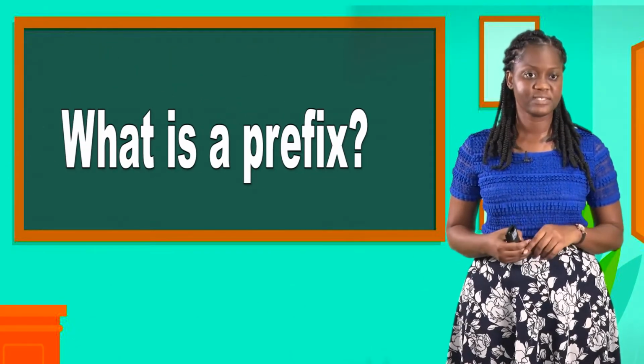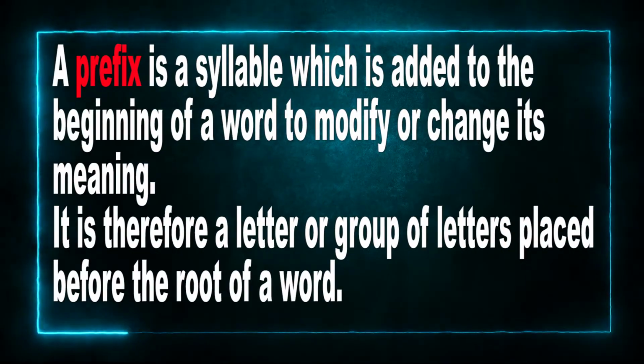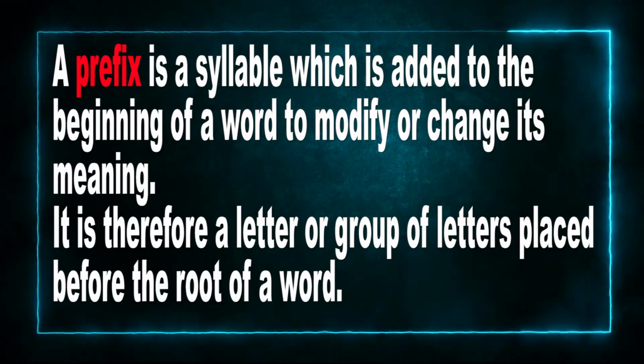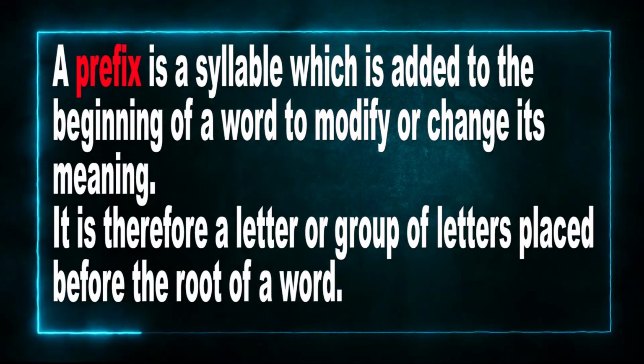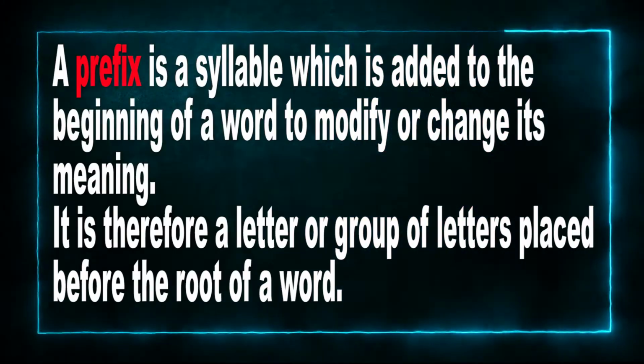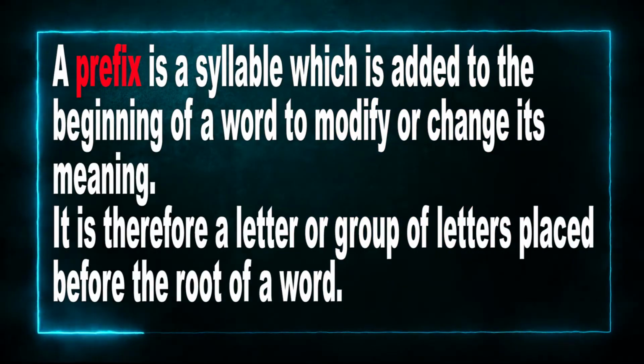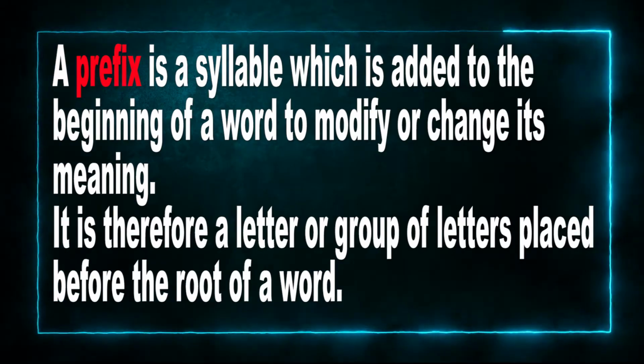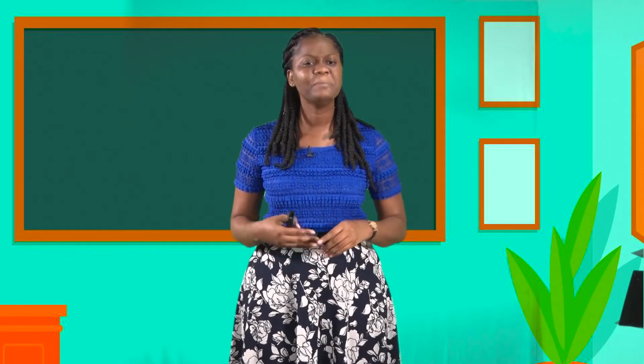What is a prefix? A prefix is a syllable which is added to the beginning of a word to modify or change its meaning. It is therefore a letter or group of letters placed before the root of a word. Prefixes help to add complexity to the English language and make it possible to create new words that are easily understood by speakers everywhere. Understanding a few prefix examples will help you to apply logic to new words and interpret them appropriately.